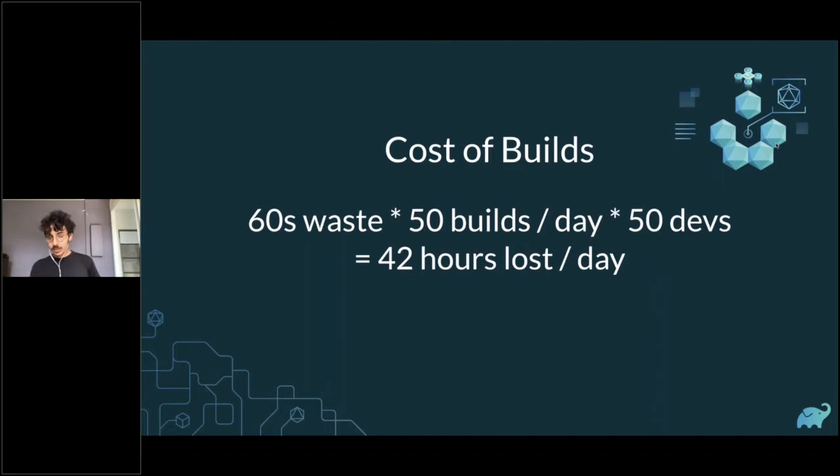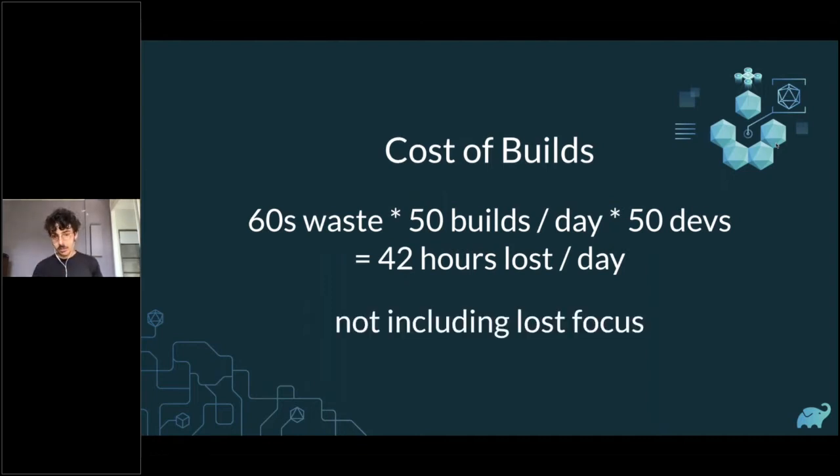So 60 seconds of wasted build, like theoretical performance improvements in a build that exists, 50 builds per day and 50 developers, it very quickly adds up. And I don't think it's always easy to realize, but that's 42 hours lost per day, which if you're working a 40-hour week, means you're losing one developer work week per day.